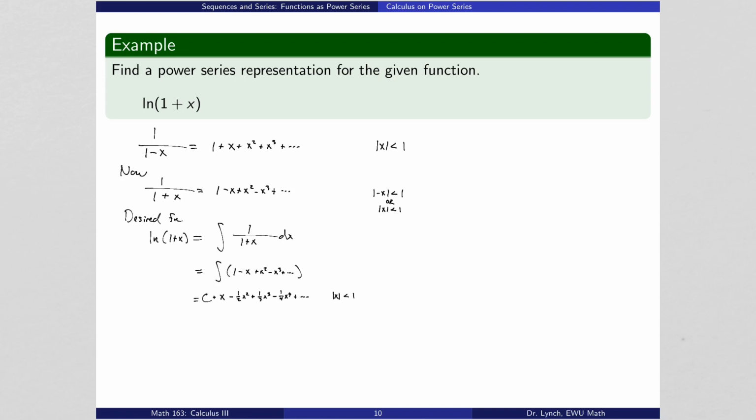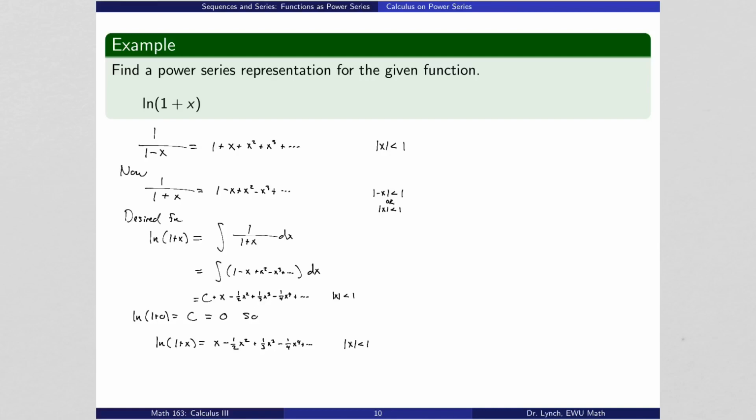Now, strictly speaking, there should be a constant of integration here, so I'll go ahead and put that at the front. But we'll go ahead and integrate term-wise with respect to x to see that the log of 1 plus x is c plus x minus x squared over 2 plus x cubed over 3 minus x to the 4th over 4 and so on, with radius of convergence 1. Now, evaluating at x equals 0, we know that log of 1 is 0, which tells us that c has to be 0. So here's our expression for the log of 1 plus x. It's x minus x squared over 2 plus x cubed over 3 minus x to the 4th over 4, on the radius of convergence r equals 1.